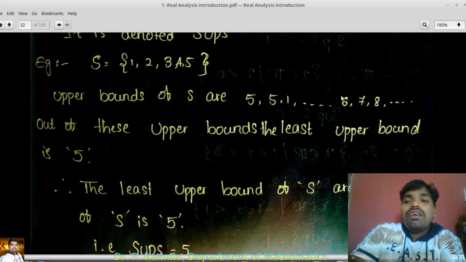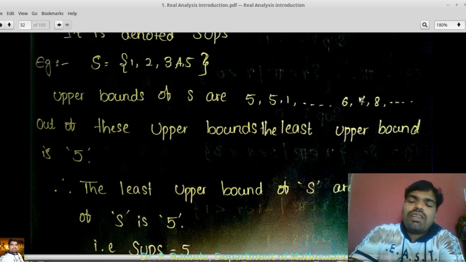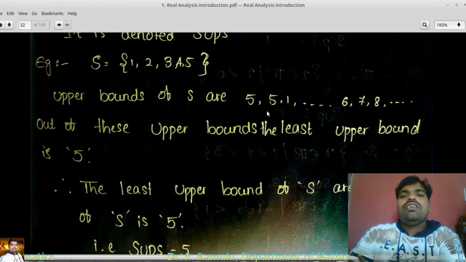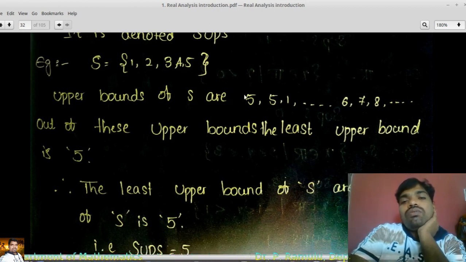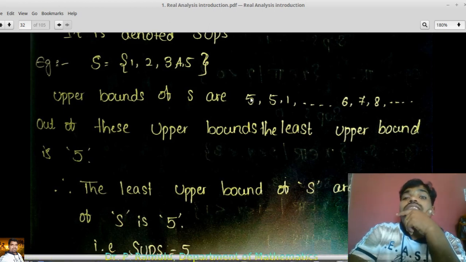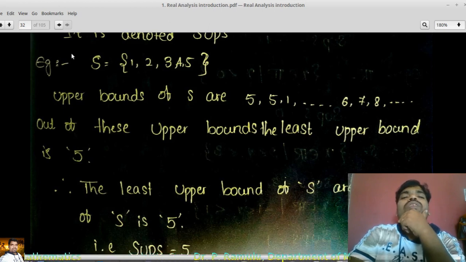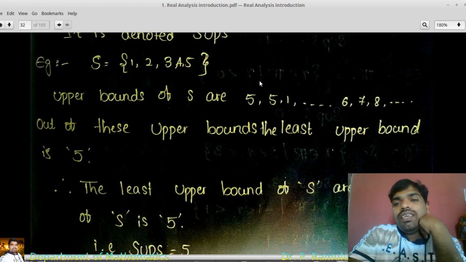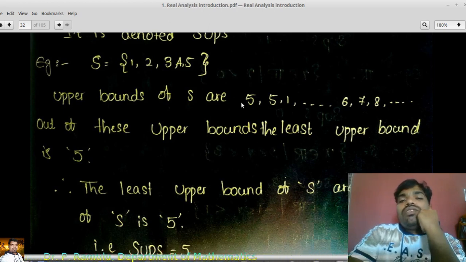So here we have infinitely many upper bounds between 5 and 6. Why? Because these are all upper bounds of S. So that means 6 is not the least upper bound. If I take 7 also, the same reasoning applies; 7 is also not the least upper bound. If I take 5, this set contains 1, 2, 3, 4, 5. Any real number less than 5, for example 4.9999, 4.5, 4.6, any such number is not an upper bound of this set. That's why we call 5 the least upper bound, and 5 is called the supremum.